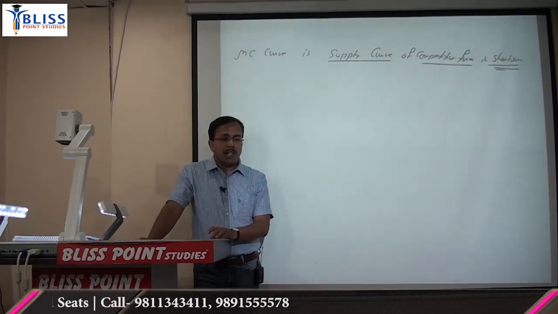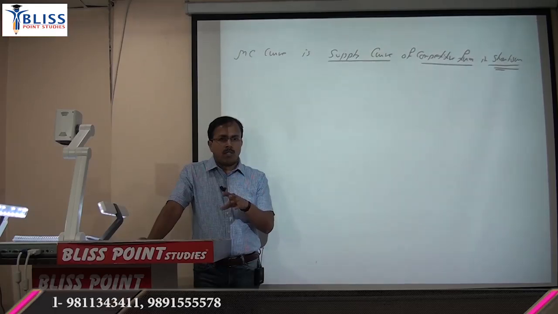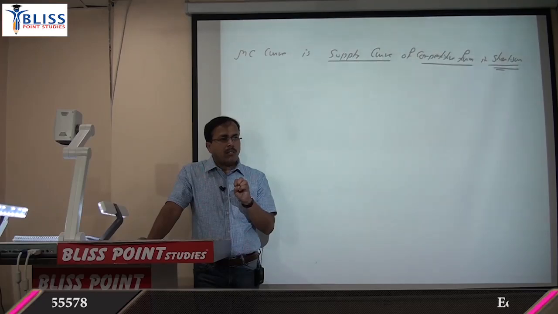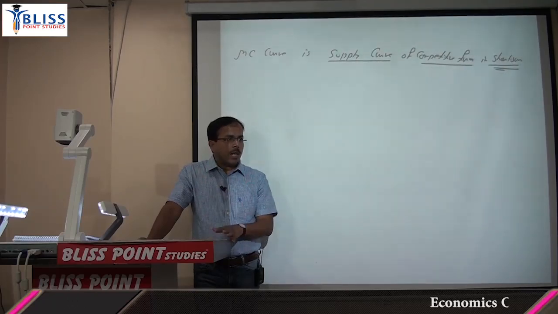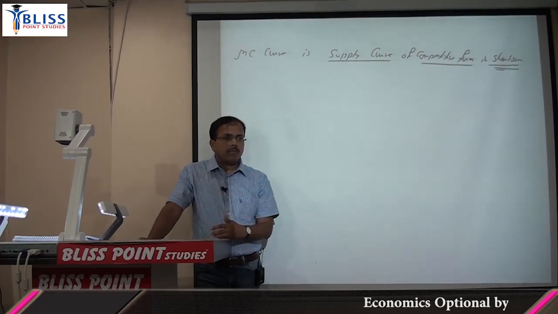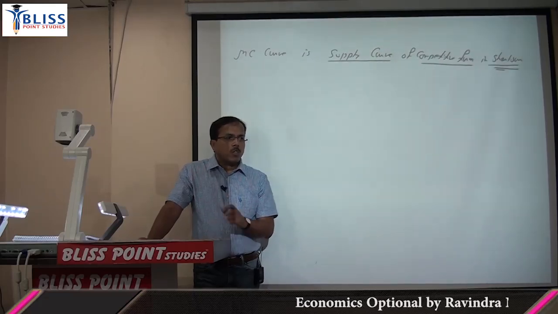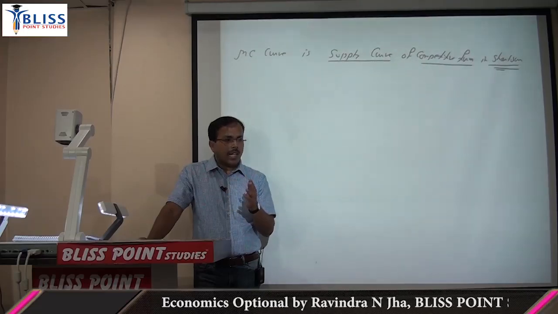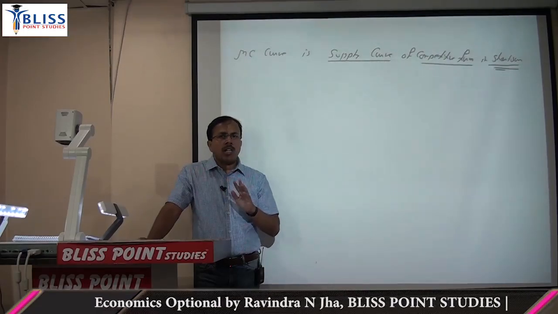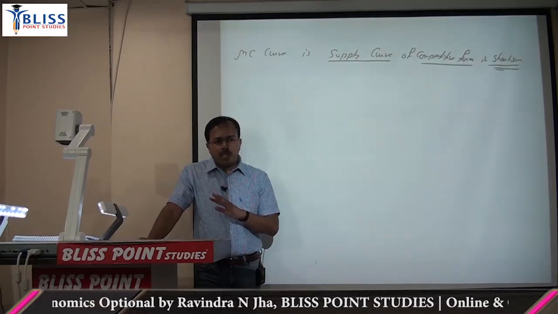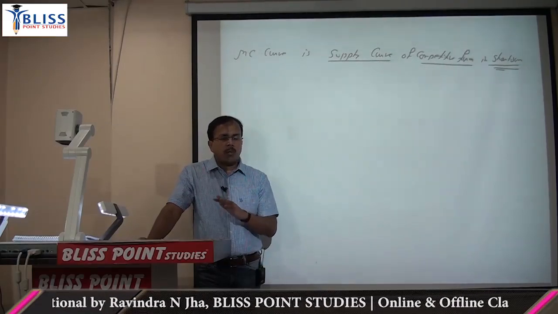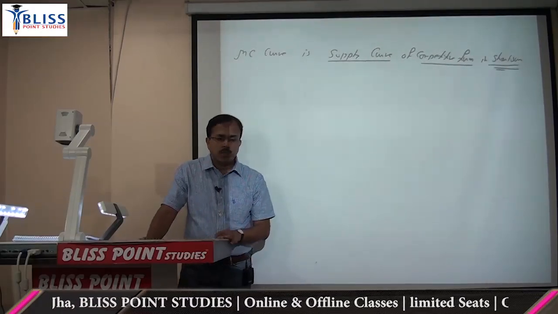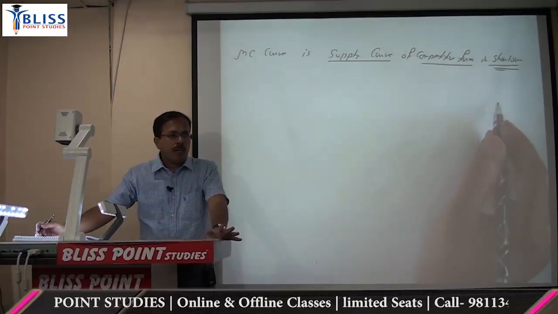Short run is that period where some factors are fixed and firms cannot enter into the market nor can they leave the market. That means entry and exit happen in the long run. Short run is that period where some factors are fixed and firms can't enter or leave the market. And long run is that period where everything is variable and firms can leave or enter into the market. So entry and exit is the property of long run, not of short run. Since we are explaining short run, there will be no entry and exit right now.